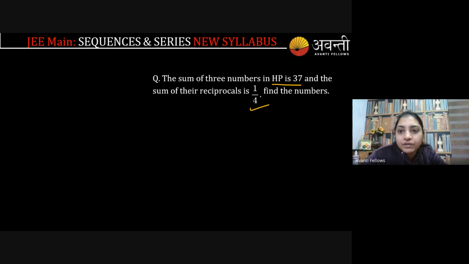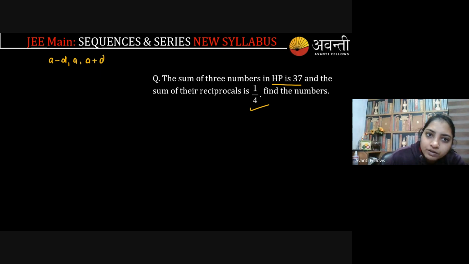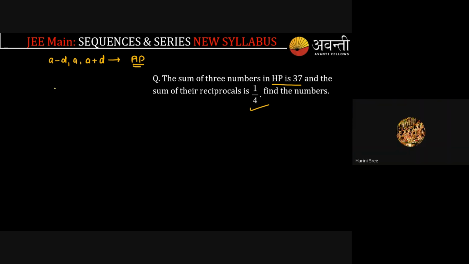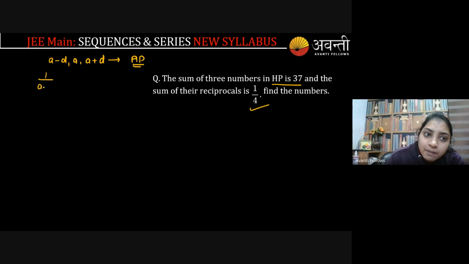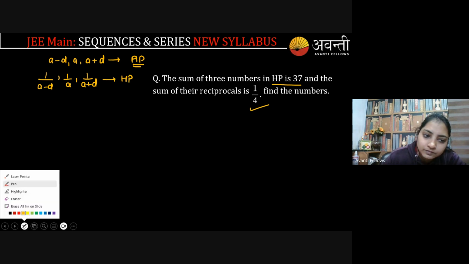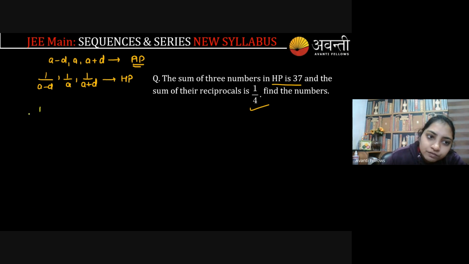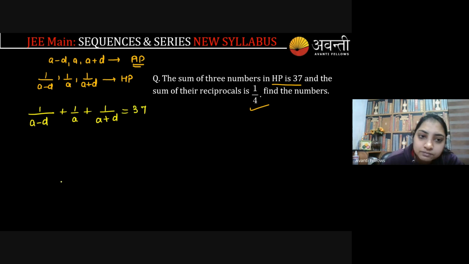What has the question already given me? The question gave me that three numbers are in HP, right? If I take them as A minus D, A, A plus D, that was already taught to me, they are in AP. Yes, ma'am. It means 1 upon A minus D, 1 upon A, 1 upon A plus D. Aditya, are they in HP? And the question gave me that the sum of these three numbers, A minus D plus A plus A plus D, is equal to 37, right?